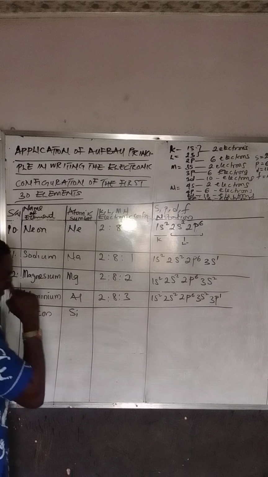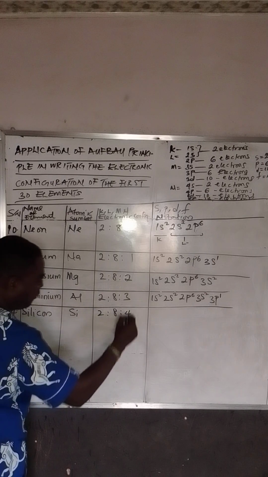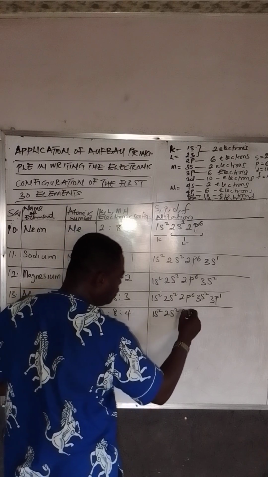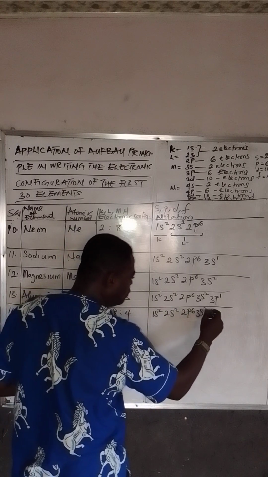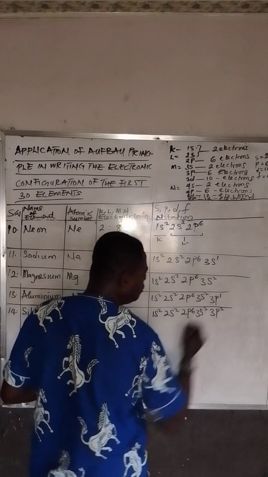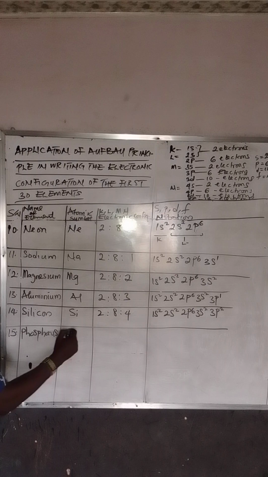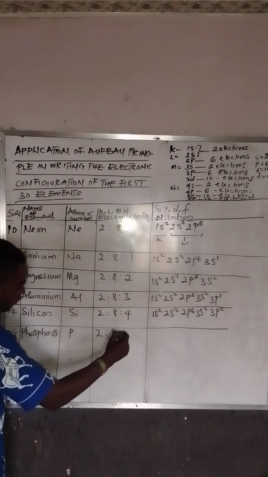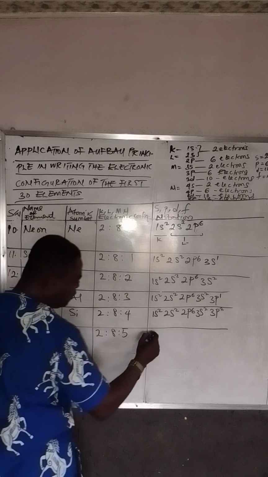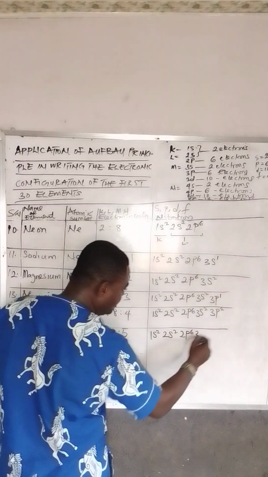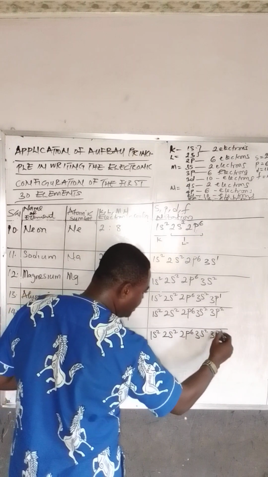Silicon, Si, which is 2, 8, 4. Then the configuration will now be 1s2, 2s2, 2p6, 3s2, 3p2. So the next one is phosphorus. Phosphorus, P. That is 2, 8, 5. And the configuration will now be what? 1s2, 2s2, 2p6, 3s2, 3p3.